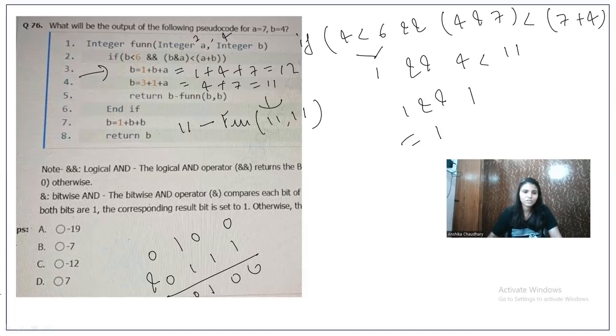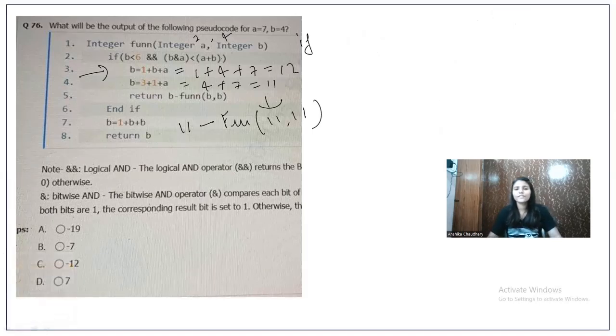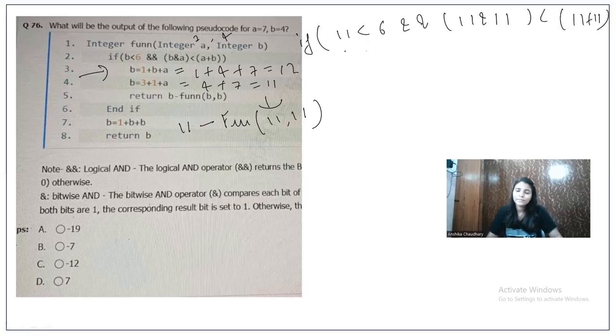So let me erase all the other stuff. The same function will run, but for the changed arguments. A value is 11 and b is also 11. So if b is less than 6, that means 11 is less than 6, and b and a, that means 11 and 11, is less than 11 plus 11. Here we can see that 11 is not less than 6, so this is returning 0. If it is returning 0 and here is the logical AND, we do not need to check further. We will directly return from here, and this condition will become false. So we will jump out here.